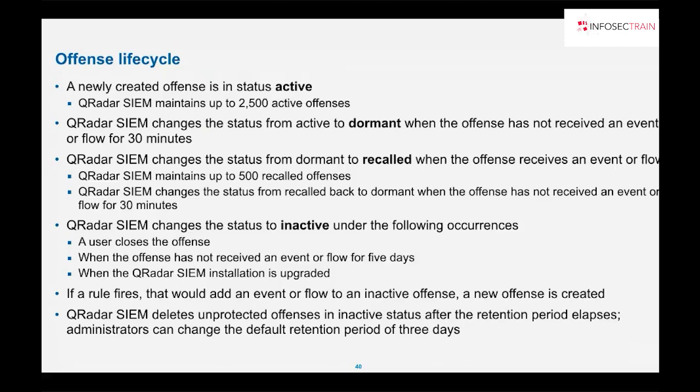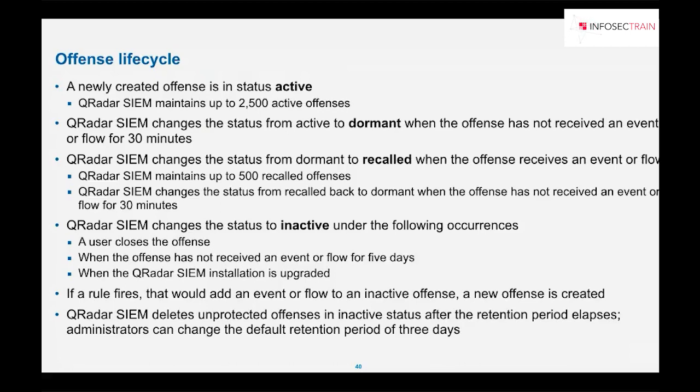When does it become inactive? It becomes inactive for the following reasons. The user has closed the offense, or the offense has not received an event in 5 days. Okay, till 5 days it will be under dormant, and then after 5 days it will become inactive. So understand the difference. As long as it is dormant, new events will be added to it, and the same trail will go on. Once it is inactive, a new offense will be created.